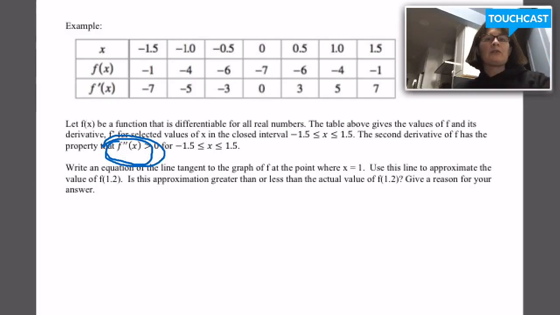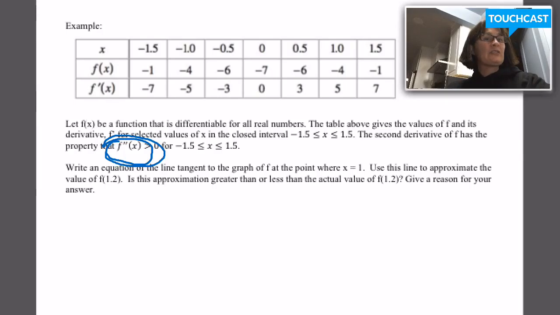So let's see what we have here. Write an equation of the line tangent to the graph of f at the point where x equals 1. That we knew how to do in chapter 3, maybe even at the end of chapter 2. We're going to use this line to approximate the value of f of 1.2. That's new for today.